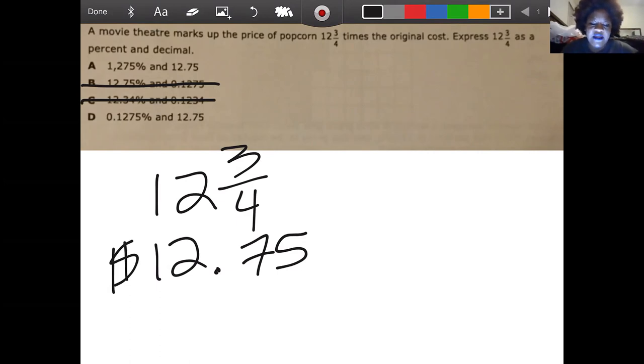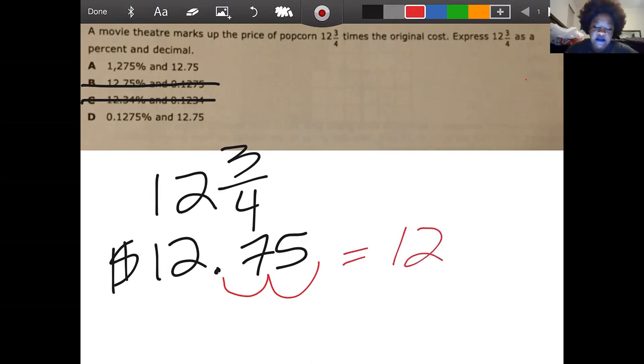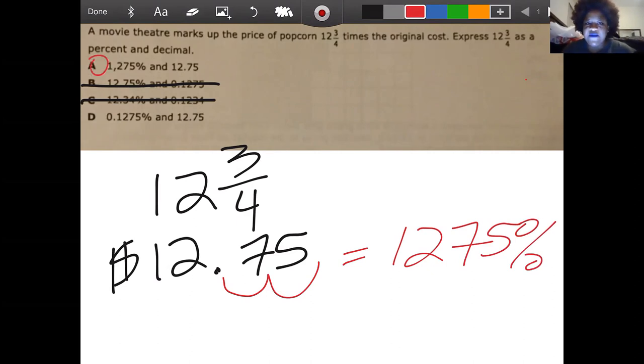So if we look at A, A is 1,275%. D is 12 cents percent, which doesn't make any sense. So quite naturally, if you understand percents, you know the answer is A. But if you want to just know the basic rule, to convert a decimal to a percent, you move the decimal two places to the right, or some students multiply by 100, which is the same thing, and you're going to get 1,275%. So your answer choice is A. You guys should have selected A for that one.